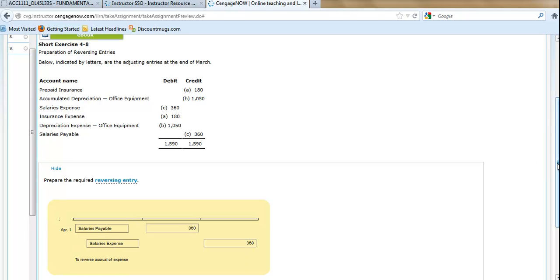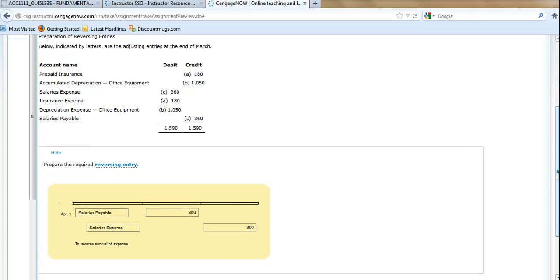So again, reversing entries, you can make them very complicated. They don't have to be completed. It's a personal preference for accountants if they choose to do so, and keep in mind they can only be done for accrual adjustments.